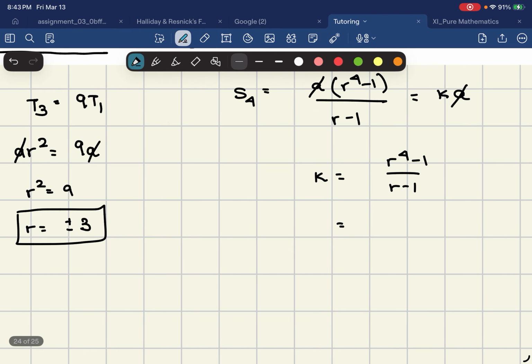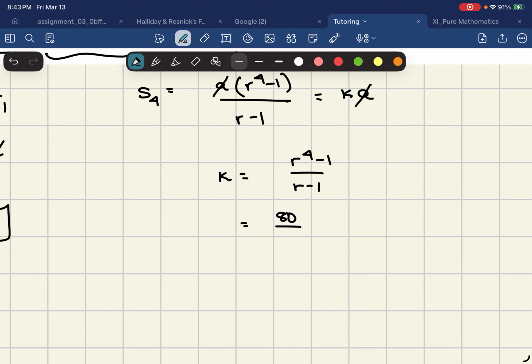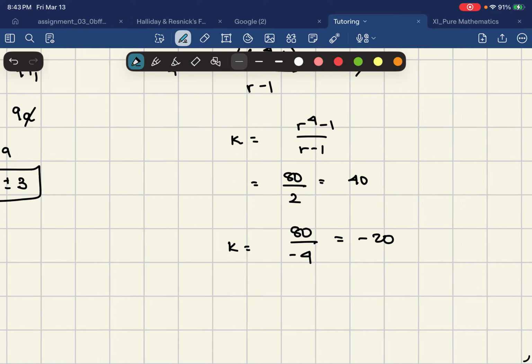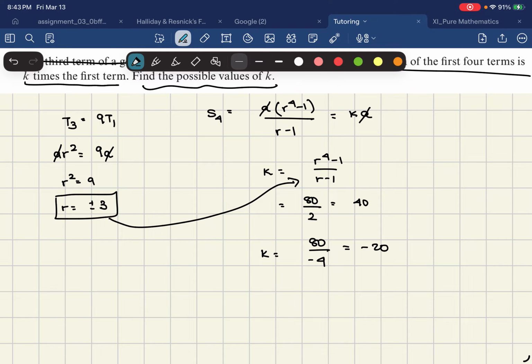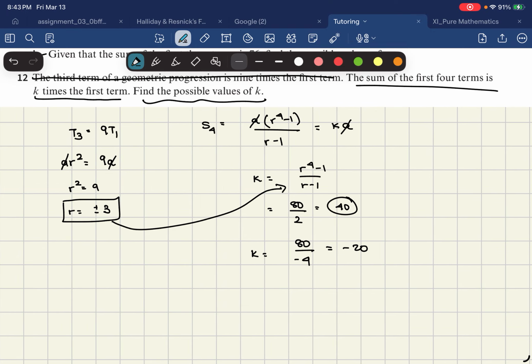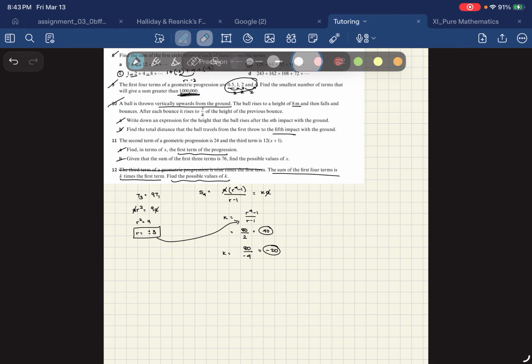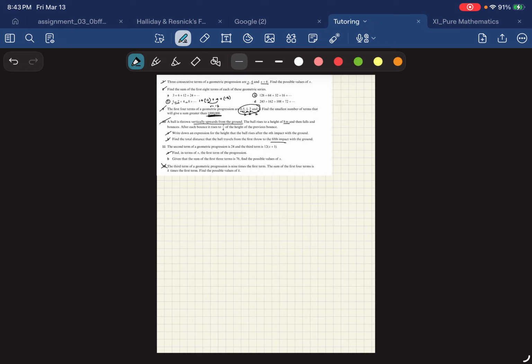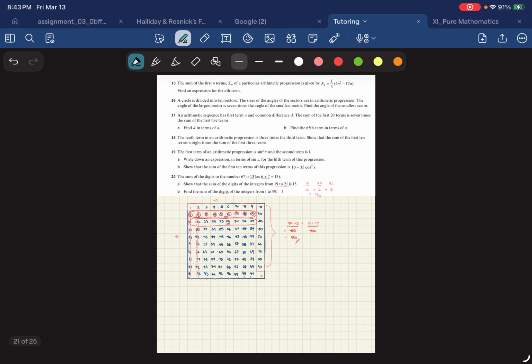Well, we just want to substitute plus and minus 3 because we have 2 different possible values of r. So if it's plus 3, then we have 80 divided by 2, which is just 40. And if it's minus 3, then we have 80 divided by minus 4, which is negative 20. So those are going to be your answers. So you just substitute the different values of r into this equation, and you get your 2 values of k. So that is 40 and negative 20. All right, this was a bit easy.